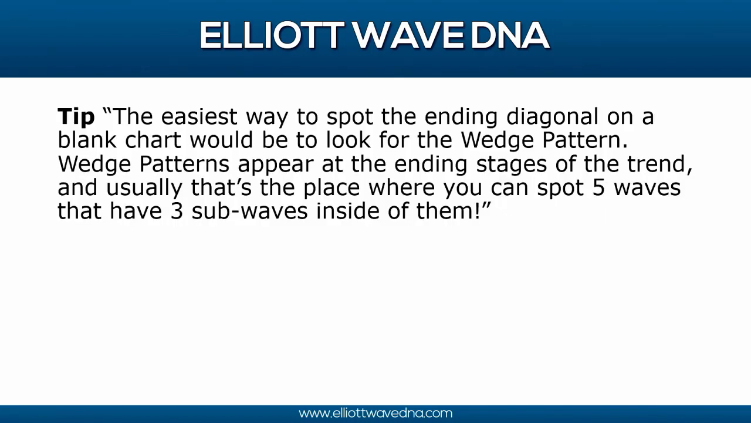The easiest way to spot the ending diagonal on a blank chart would be to look for the wedge pattern. Wedge patterns appear at the ending stages of the trend, and usually that's the place where you can spot the 5 waves that have 3 subwaves inside of them.